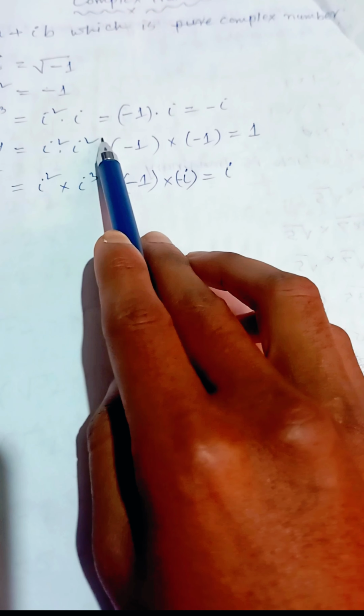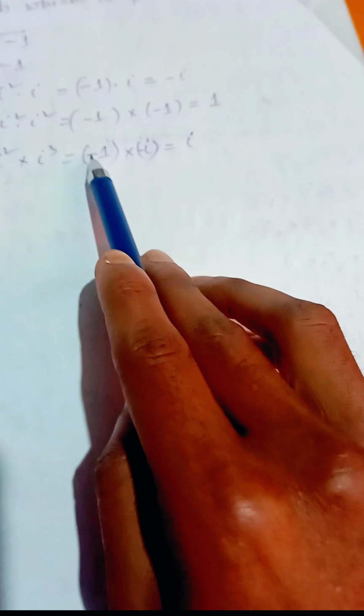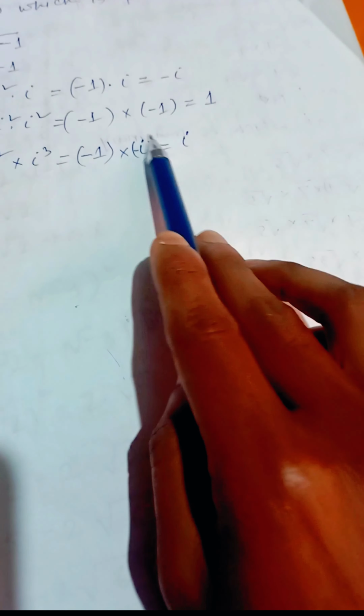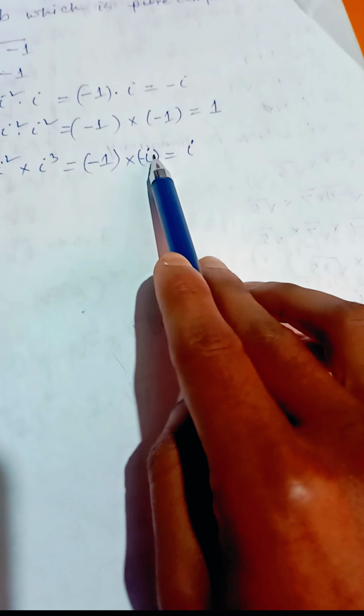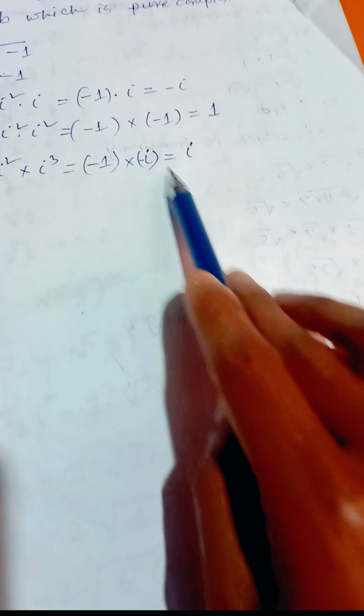So iota to the power 4 equals iota square into iota square. The value of iota square is minus 1, multiplied by the value of iota square, minus 1, equals minus 1 into minus 1. Now we get plus 1. So iota to the power 5 equals iota square multiplied by iota cube. The value of iota square is minus 1, into the value of iota cube, minus iota. If I multiply minus 1 into minus iota, now we get plus iota, because minus and minus, if I multiply, we get plus.